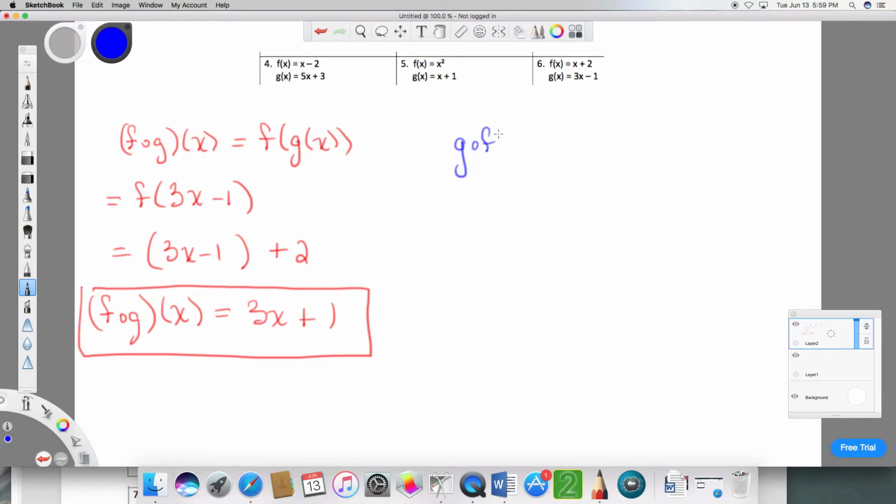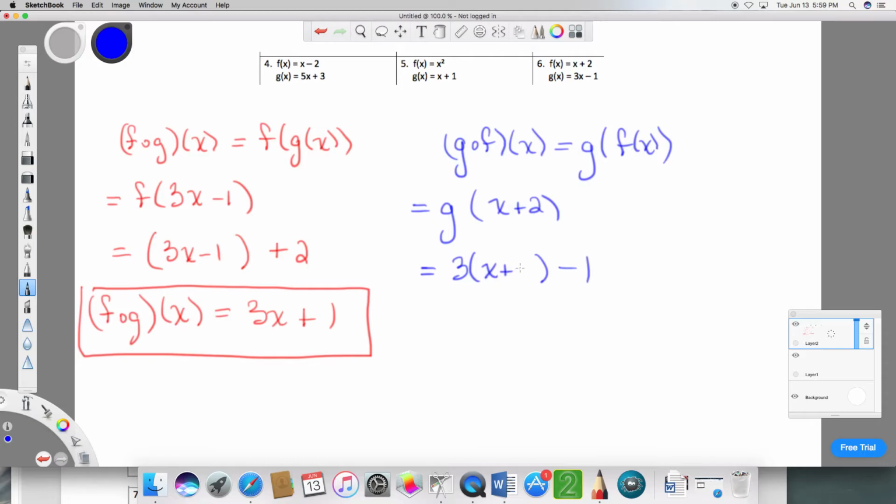For G composed with F, the function G always creates a subtraction problem. 3 times the input, no matter what that input is, minus 1. This time the input is x plus 2. We distribute, we get 3x plus 6, and 6 minus 1 is 5.